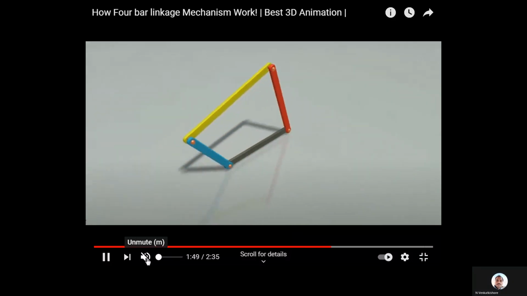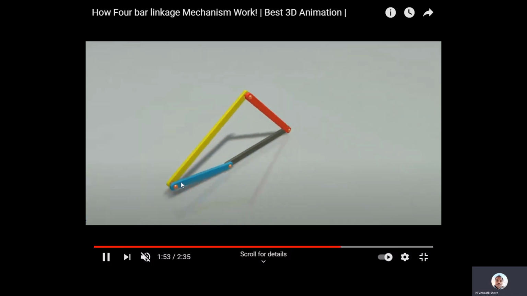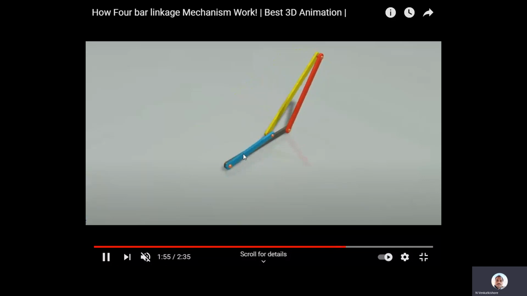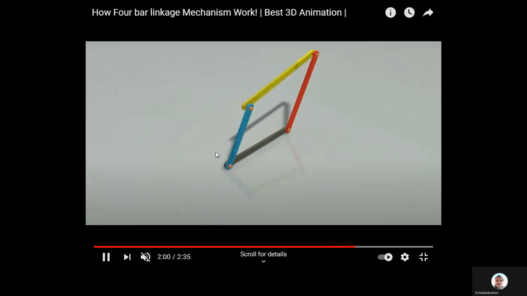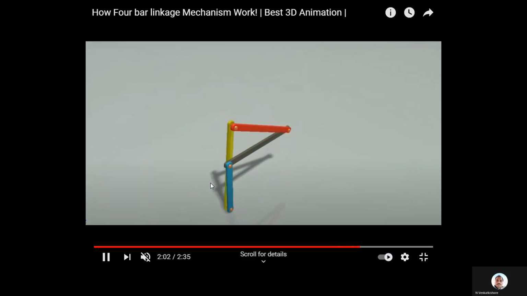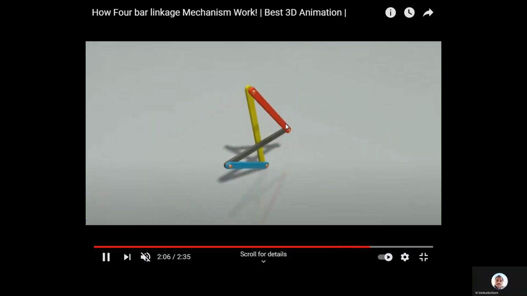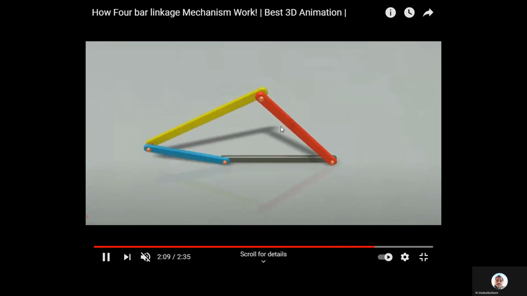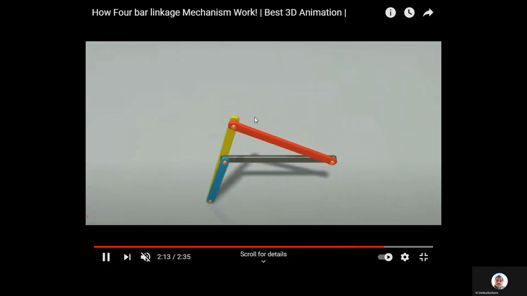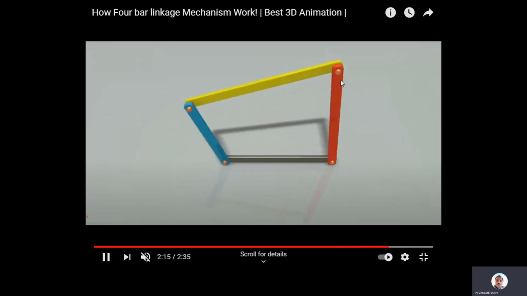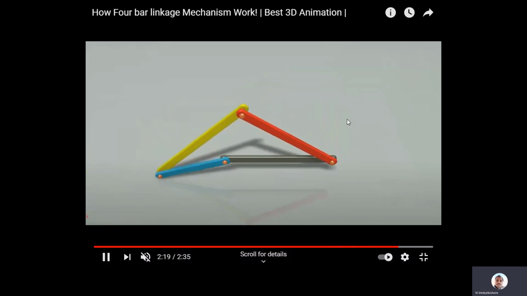See here, this is rotating about 360 degrees. So we call it a crank. The blue color indicates the crank since it is rotating 360 degrees, a complete revolution. And what about the red color? This red one is just partially rotating, so partially rotating or oscillating. That is called a lever.